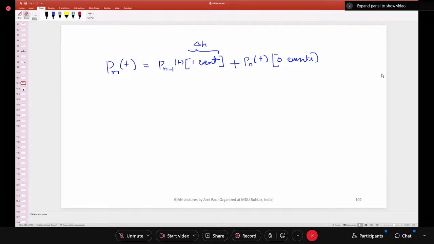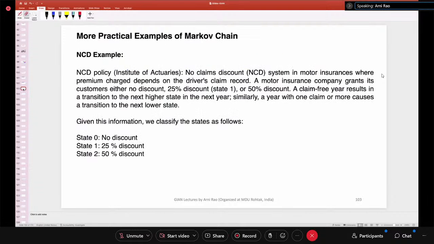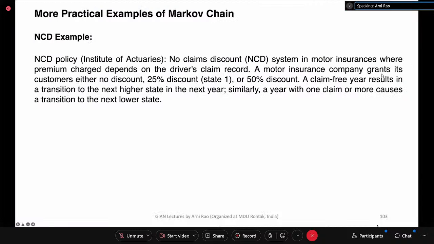Let's continue now with further material. I have more examples here. This example is taken from actuarial science, from the materials of the Institute of Actuaries. The idea is an example of a Markov chain.